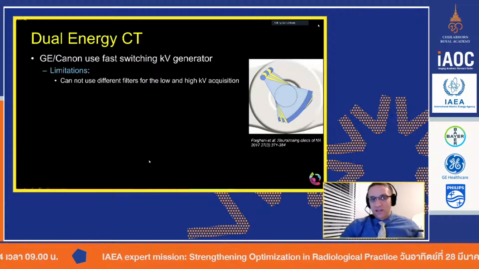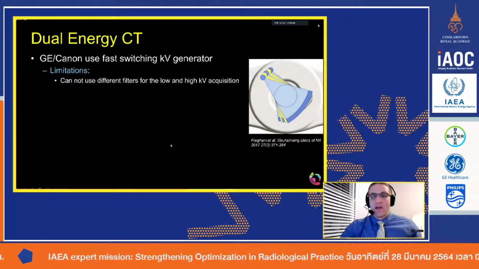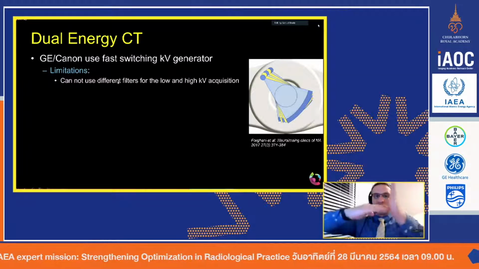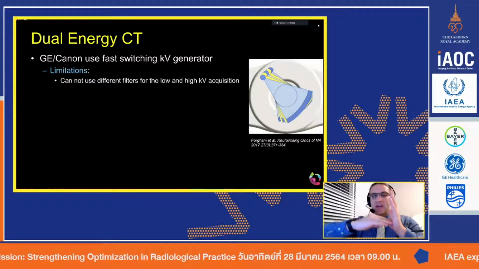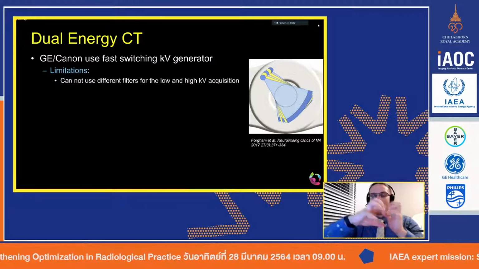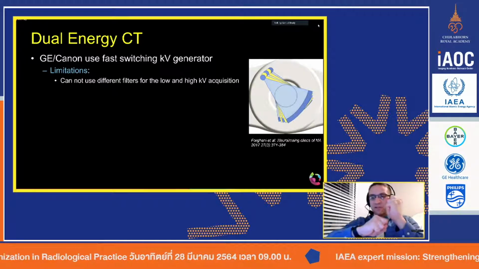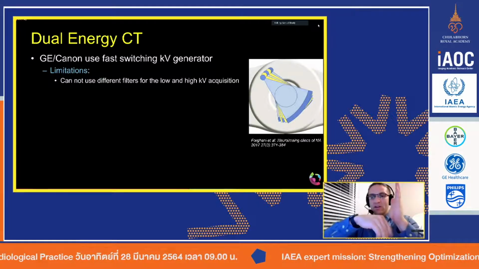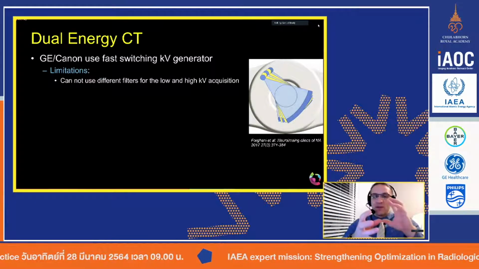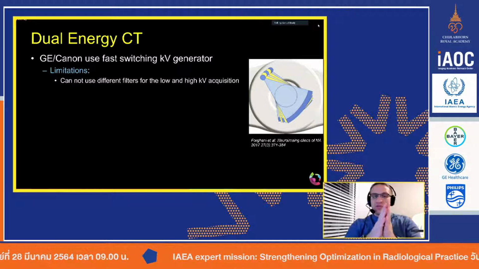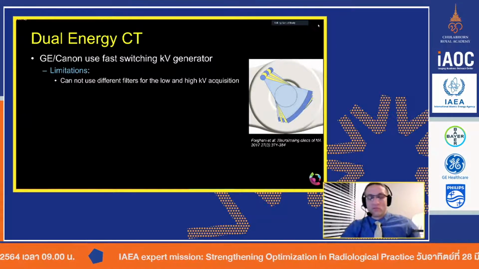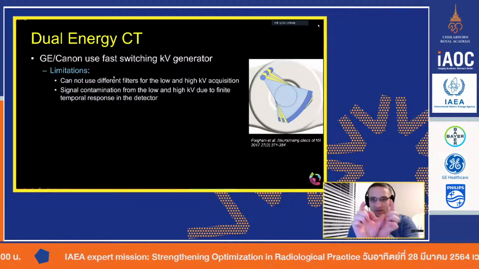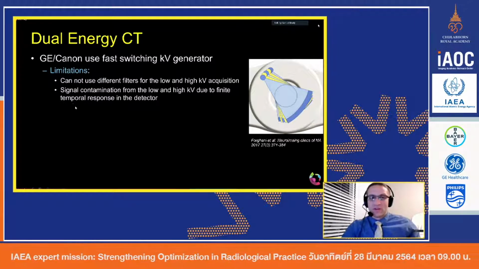So what are the limitations? Well, with the two source CT scanner in the Siemens, you can, as I said, operate the X-ray tubes independently. So you can put different filters in them, and you can change the mA and the kV. And so you can really separate those spectrums. The best way to separate them is with the two tubes.